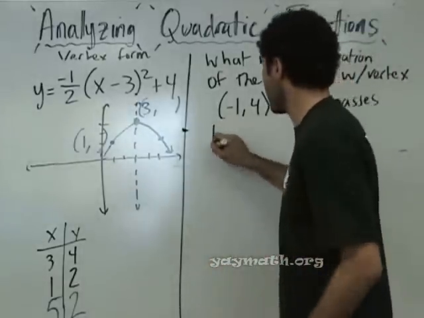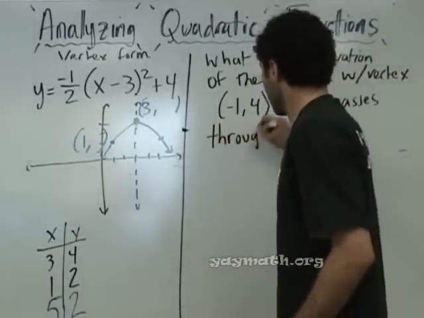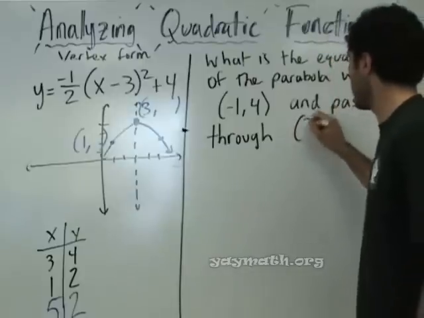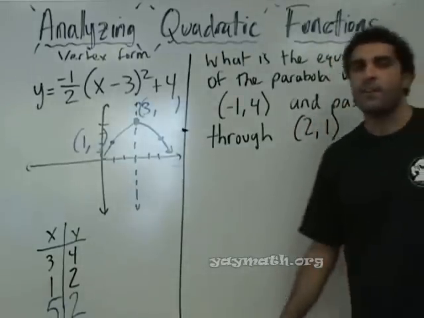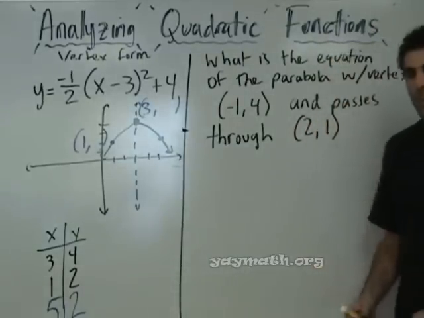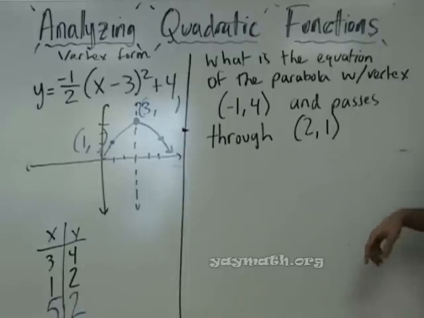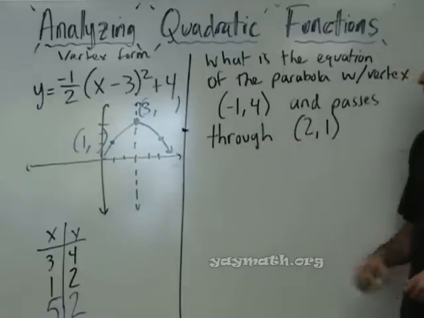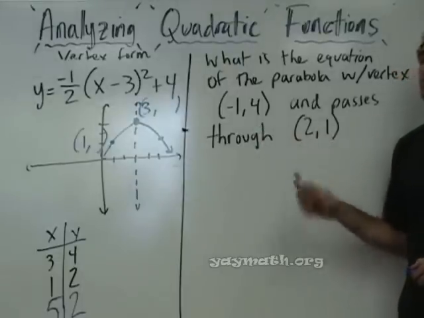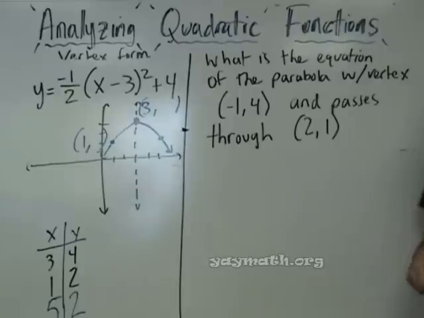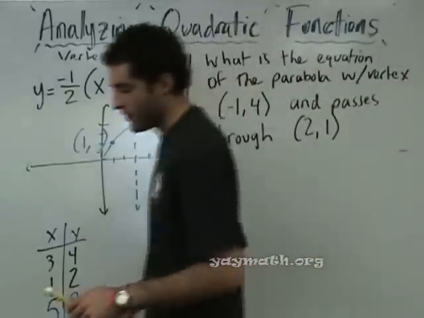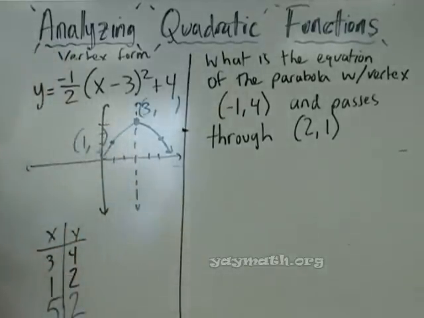How much time has passed? Does it tell us? We're on number 19. The equation of the parabola with vertex (-1, 4) that passes through the point (2, 1). Are we doing this together? Yeah, we're doing it together. This is our finishing act, our curtain call.